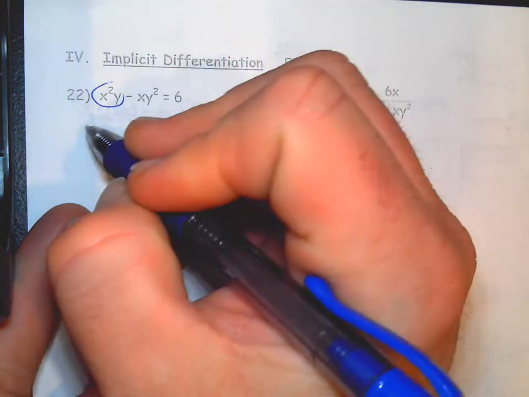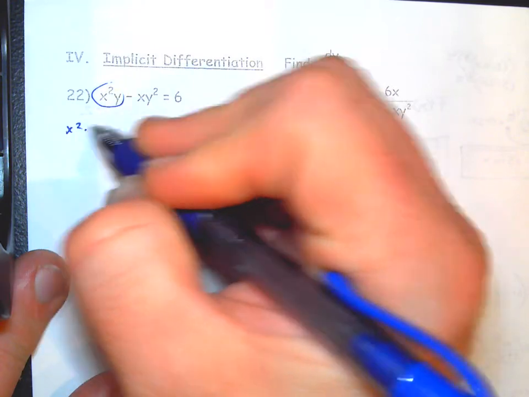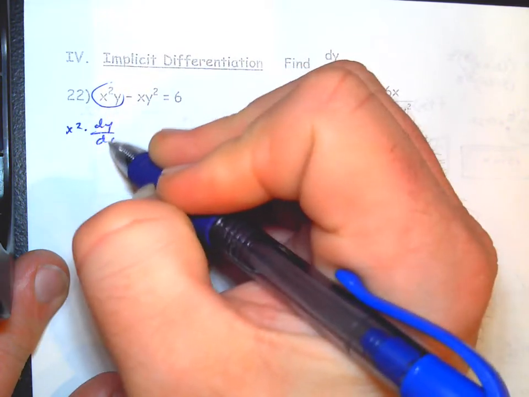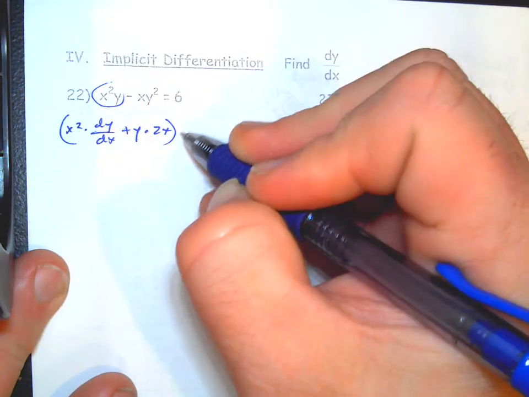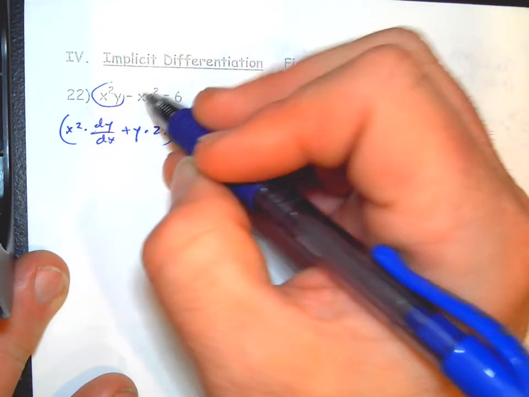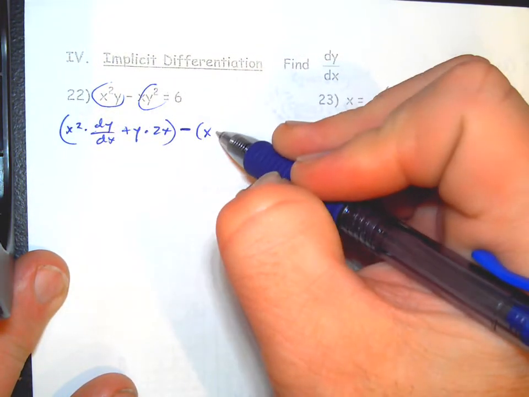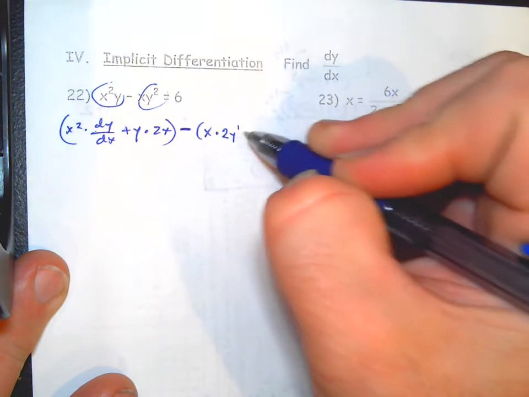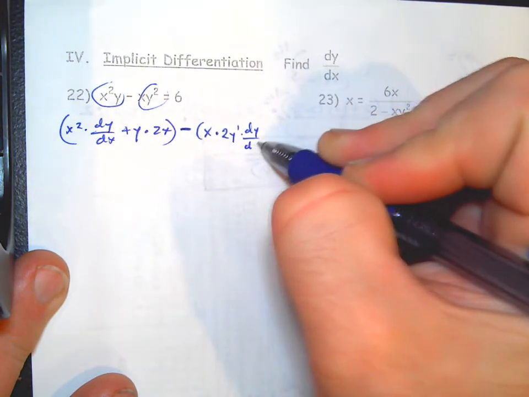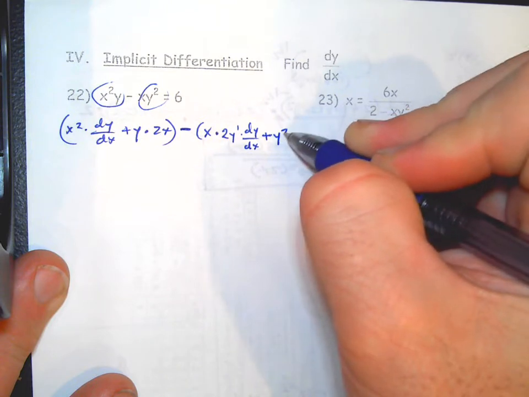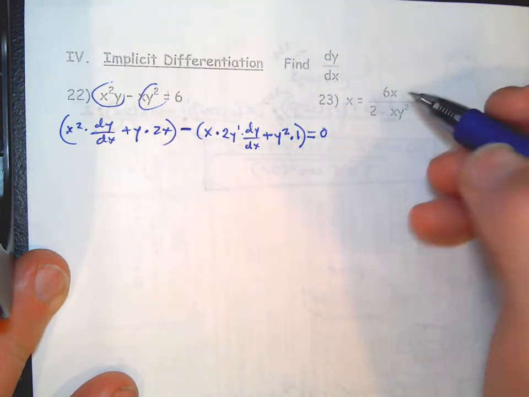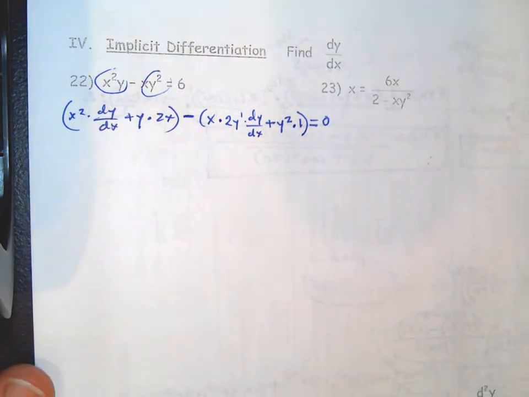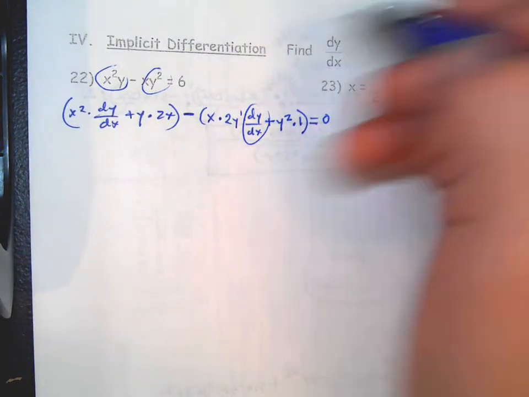Now here's a product. So we got to do x squared times derivative of y is going to be dy dx plus y times derivative of x squared is 2x. I like to put parentheses around this just to keep it all straight. We have another product here. x times y squared is 2y the first dy dx plus y squared times derivative of x is 1 equals derivative of 6 is 0. So that's the derivative.